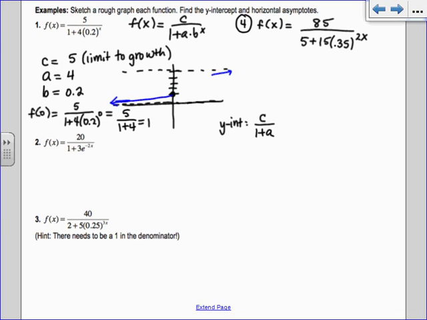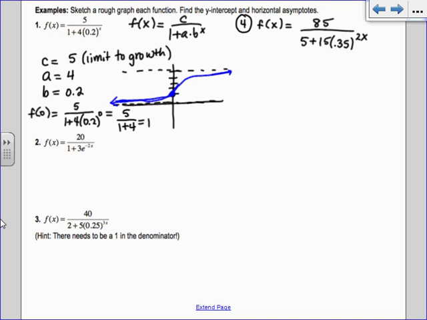So we're going to go through at 1, and then we're going to do our little curve, right? And then go along the other limit. That's the logistic graph. So if you can get the y-intercepts and the horizontal asymptotes, you're good. All right, so next one, number 2.